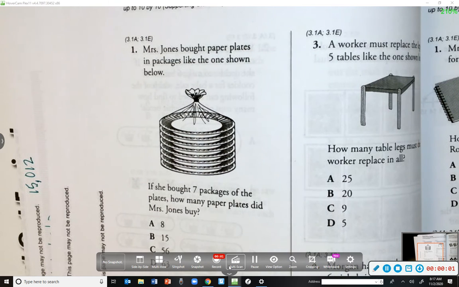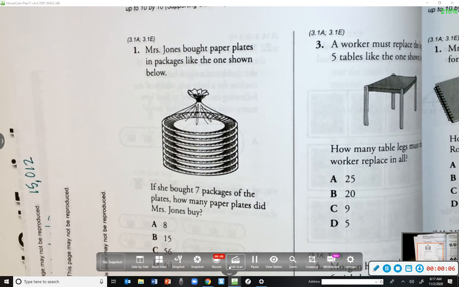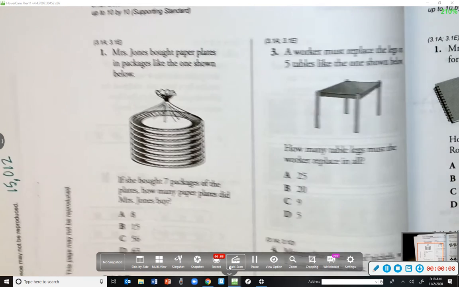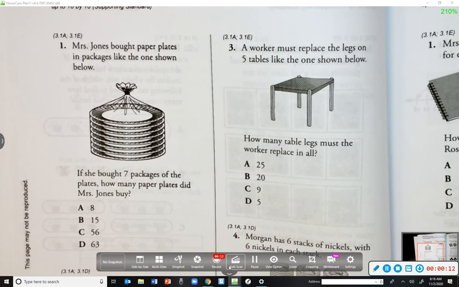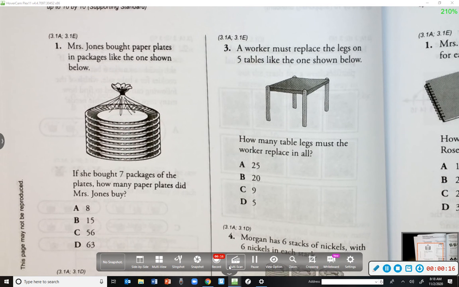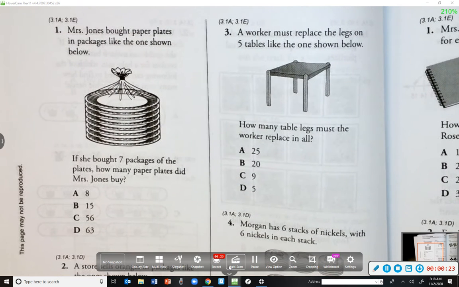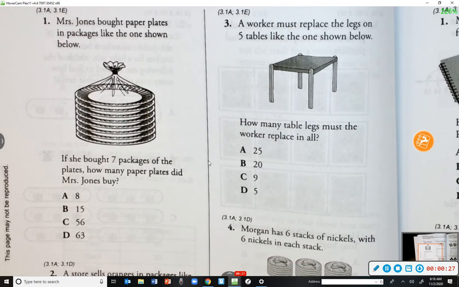Okay, we're checking our Star Master book, page 54. Today's Monday, November 2nd. Number one, Mrs. Jones bought paper plates in packages like the ones shown. If she bought 7 packages of the plates, how many paper plates did Mrs. Jones buy? Does that sound like an equal groups problem?